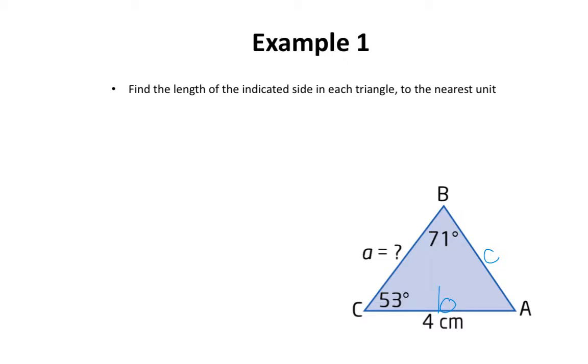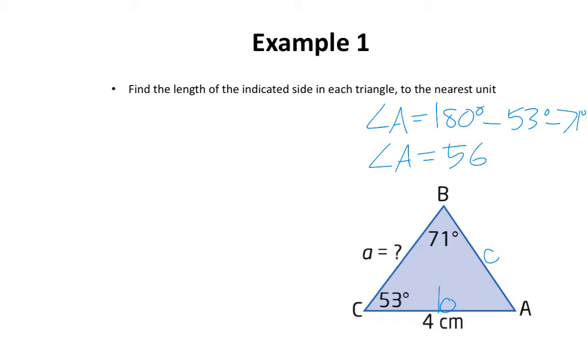If possible, it would be a good idea to try and solve each of the angles within this triangle. Now, you know that the interior angles of a triangle add up to 180 degrees. Therefore, if I wanted to find angle A, I would just take 180 degrees and subtract 53 and subtract 71, which would give me exactly 56 degrees. At this point, I'm going to label angle A 56 degrees. That might become handy later on.